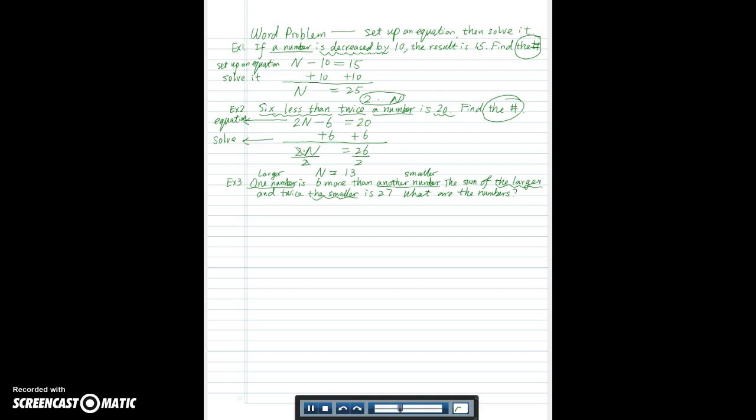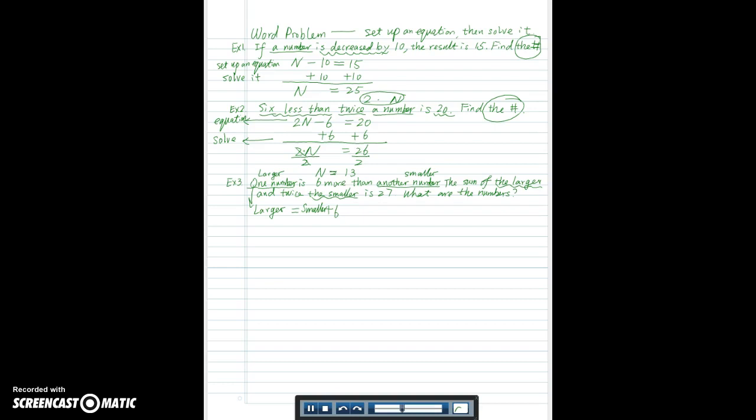So the first sentence can be translated into mathematical symbols. The larger number, I'm just going to write down larger, is, I'm going to use the equal sign. 6 more than, we know 6 more than is plus 6. Another number is the smaller number. So how do we obtain the larger number from the smaller? If we add 6 to the smaller, we get the larger number. So this is the equation we get from the first sentence.